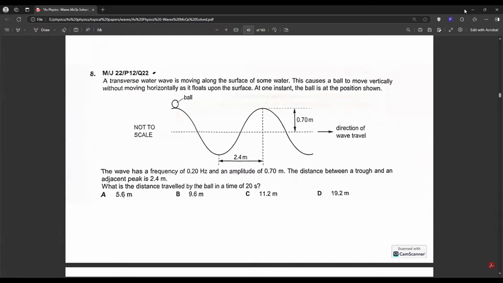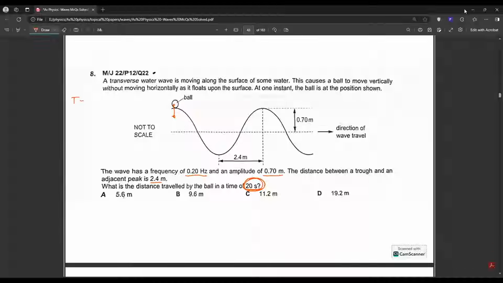Let's move ahead. A transverse water wave is moving along the surface of some water. This causes a ball to move vertically without moving horizontally as it floats upon the surface. So as a transverse wave passes through, the ball is moving up and down. At one instant, the ball is in the position shown. The wave has a frequency of 0.2 Hz and has this amplitude. The distance between a trough and an adjacent peak is 2.4 meters. What is the distance traveled by the ball in 20 seconds?